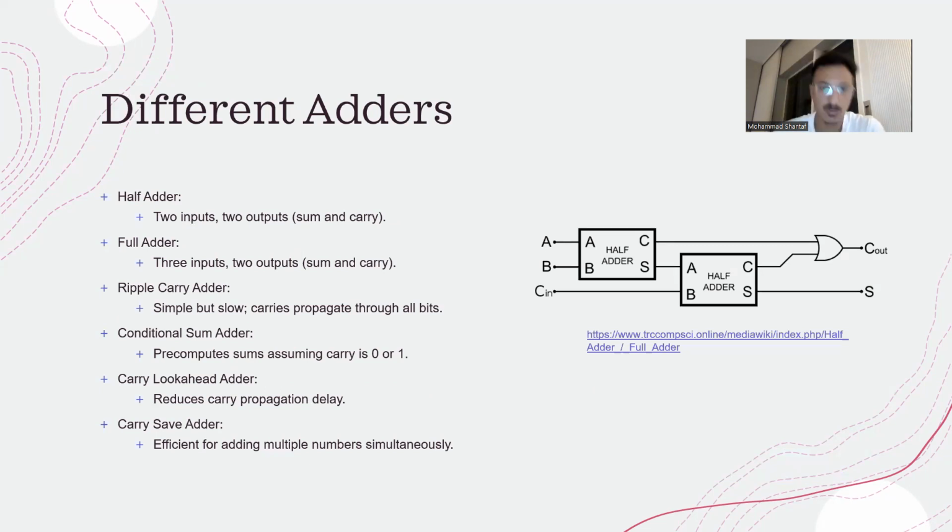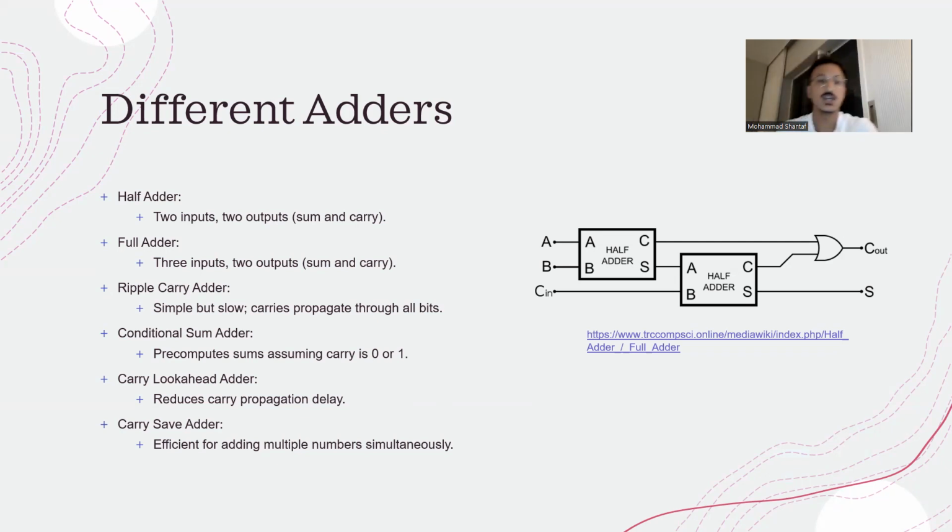Next, we have different adders. There are half adders, full adders, ripple carry adders, conditional sum adders, carry look ahead adders, and carry save adders. Over here to the right, we have an example of a half adder and a full adder. A full adder consists of half adders. A half adder has two inputs and gives a carry and a sum. The only difference between a half adder and a full adder is that a half adder has two inputs, whilst the full adder has three inputs, and one of them is a carry.